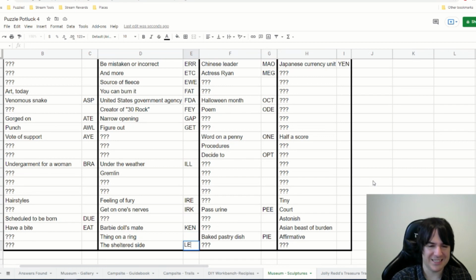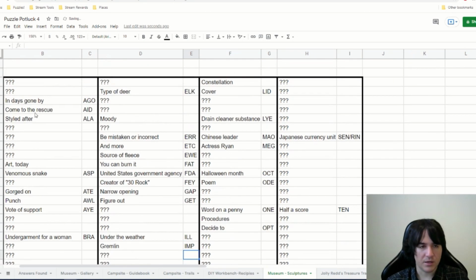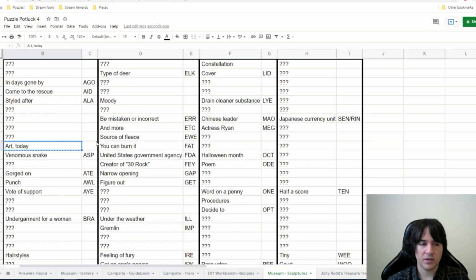And the sheltered side is Lee, right? So Tiny's Wee, Court is Woo, and Wow is Astonish. Good finds. What else are we missing? Art today? R. Ah.